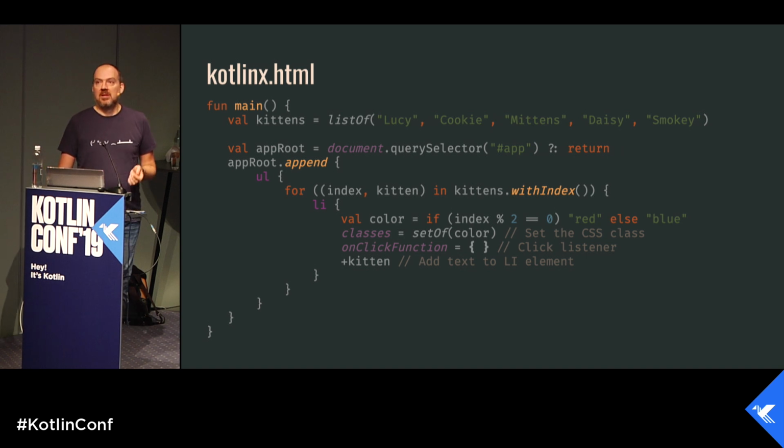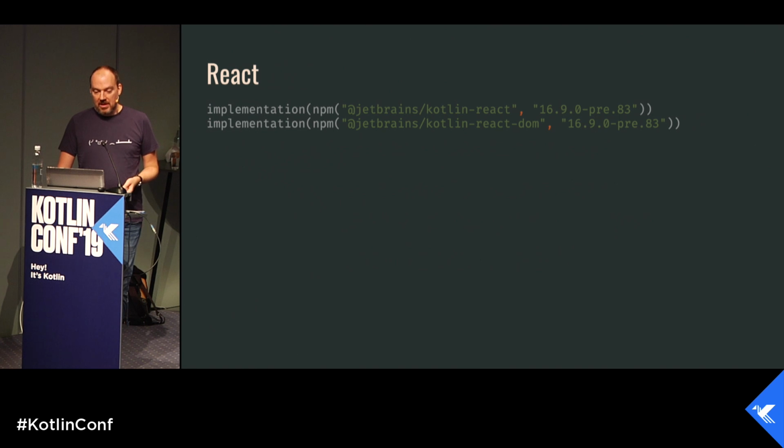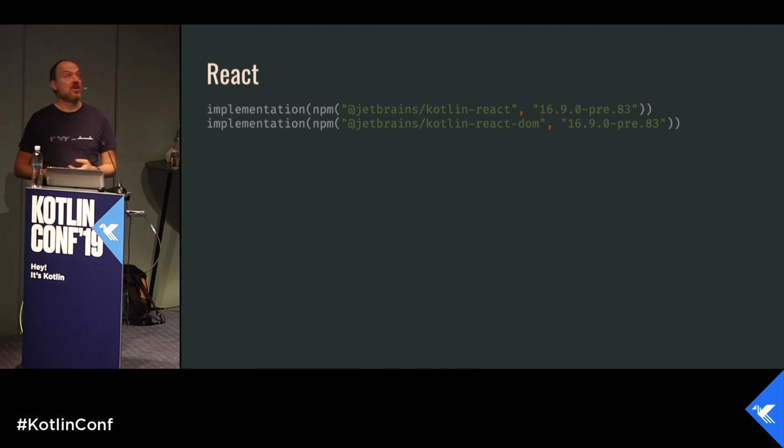And currently, the only UI framework for Kotlin.js that is ready to work with, except for just working with raw HTML, is React. So JetBrains has created a React wrapper. So you just add these dependencies, and these dependencies look a little bit weird. You see the npm there. I'm going to explain what that means in a moment. But you add these dependencies, and it's basically Kotlin wrappers on top of the React APIs.